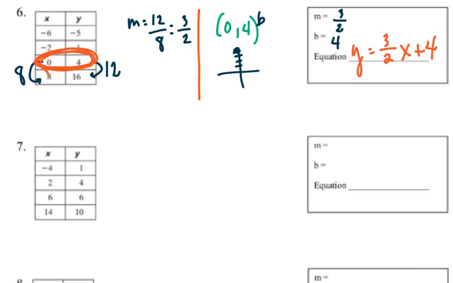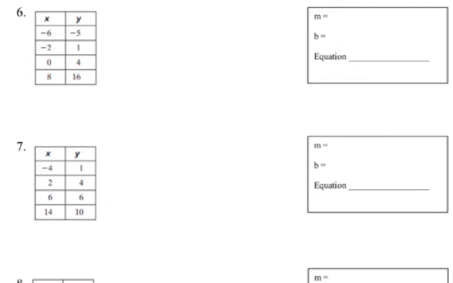Try number 7. Pick nice numbers. The change in y, nice positive numbers, over the change in x. Last but not least, let's look at number 8.